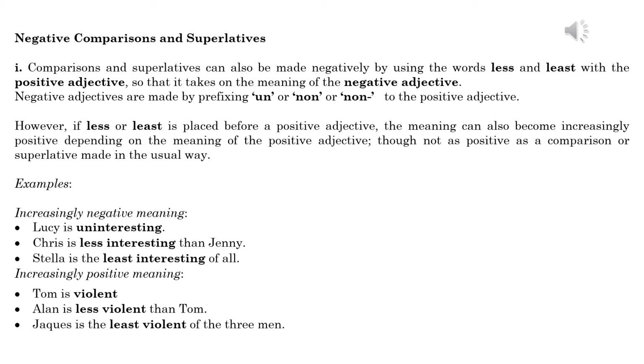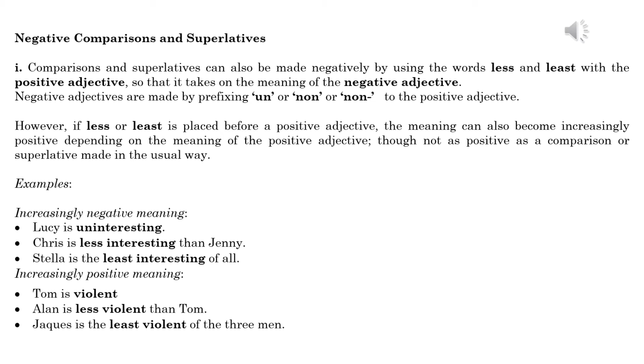However, if less or least is placed before a positive adjective, the meaning can also become increasingly positive, depending on the meaning of the positive adjective, though not as positive as a comparison or superlative made in the usual way. Examples: increasingly negative meaning: Lucy is uninteresting. Chris is less interesting than Jenny. Stella is the least interesting of all.